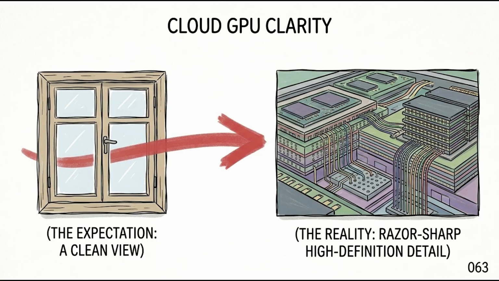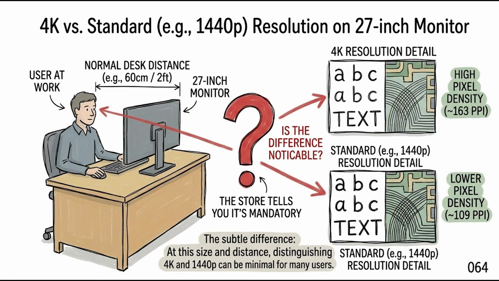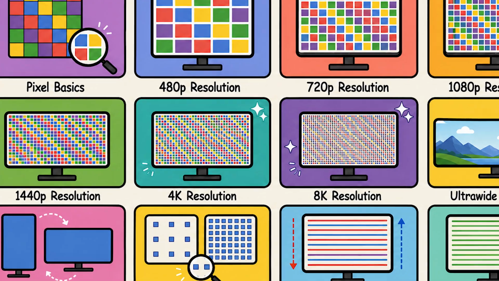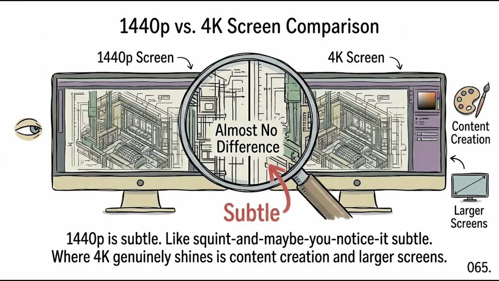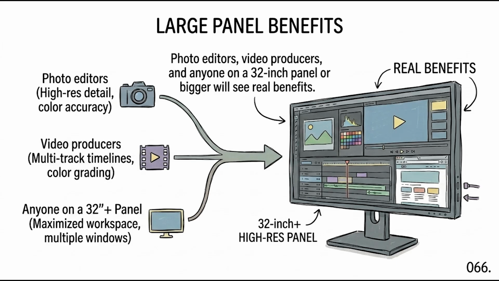But here's what nobody in the store tells you. On a 27-inch monitor at normal desk distance, the difference between 4K and 1440p is subtle. Like, squint and maybe you notice it subtle. Where 4K genuinely shines is content creation and larger screens. Photo editors, video producers, and anyone on a 32-inch panel or bigger will see real benefits.